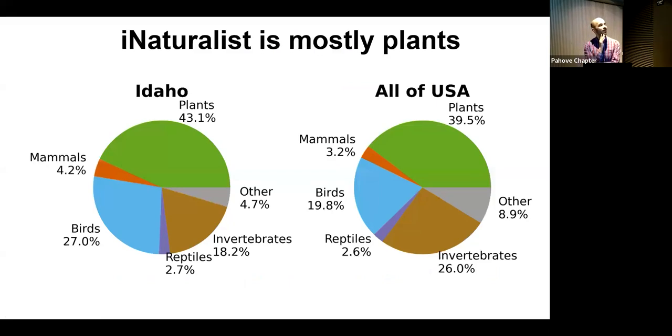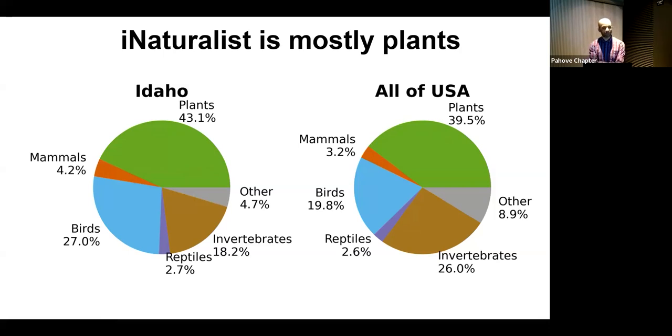And so people on iNaturalist in Idaho are mostly looking at plants, and that's a little above average for all of the USA. If you consider all of the United States, it's still majority plants, but just under 40%. We're just over 40%, and then a higher emphasis towards birds here in Idaho. And like I said, because it's mostly phones that people use this on, it's hard to take photos of anything else except plants.